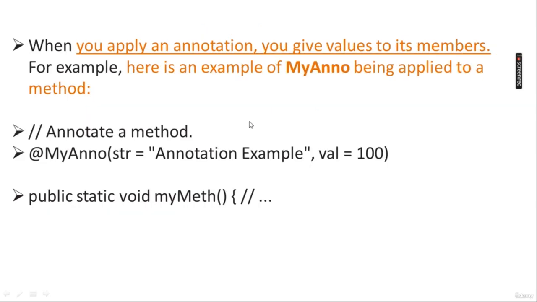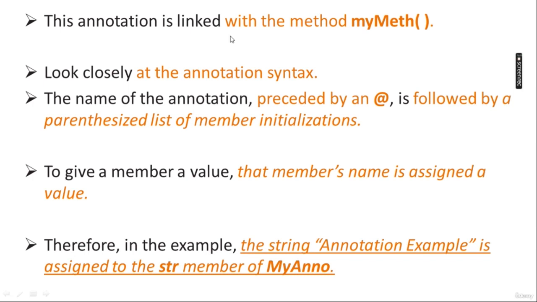When you apply an annotation, you give values to its members. For example, annotate a method: @MyAnno(str = "Annotation Example", val = 100). So what you are doing is giving values to its members. What are the members? String and value. And this is the method, and its annotation is MyAnno. public static void myMeth() has the annotation MyAnno. This annotation is linked with the method myMeth.